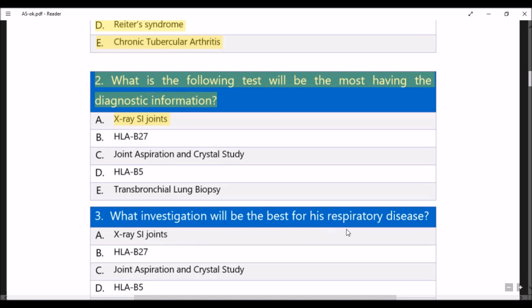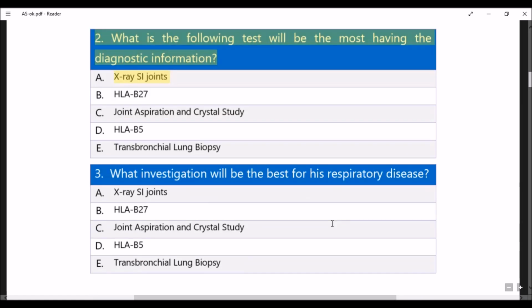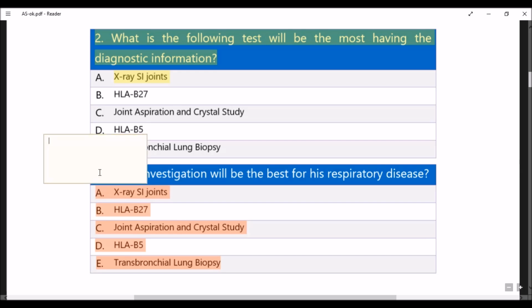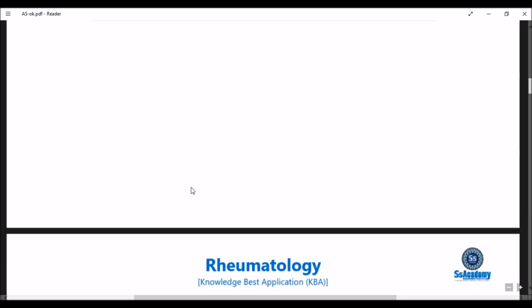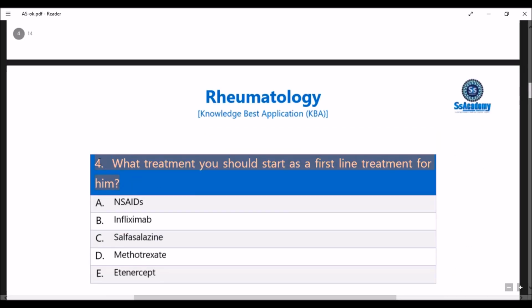Third, what investigation will be the best for his respiratory disease? Once again, the pulmonary function test with the KCO. Alright, I'm sorry, the options are not here, so you have to write down the PFT with KCO, which will be the informative test for the respiratory disease. What treatment should you start as a first line treatment for him? Yes, NSAIDs are the first line treatment that should be started.